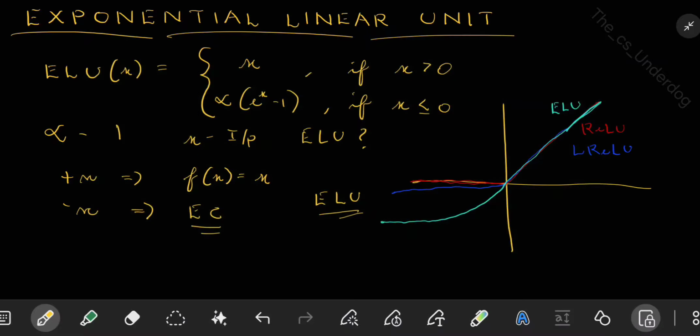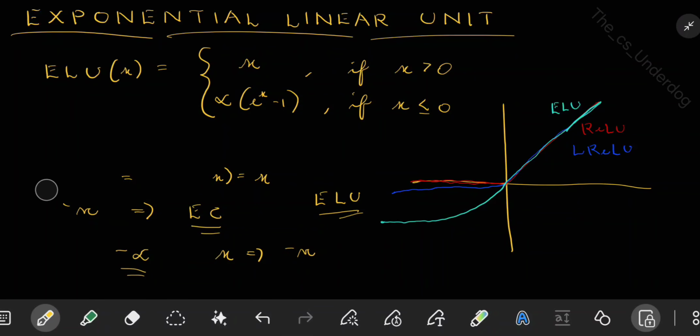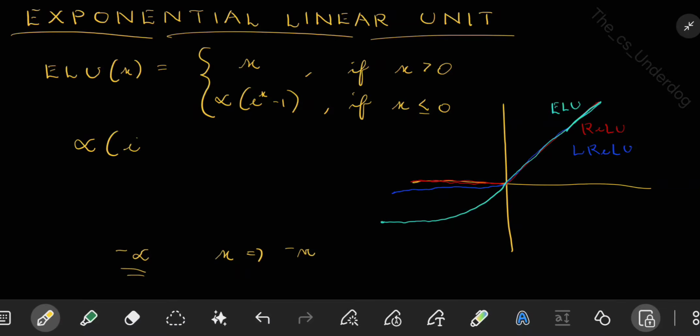If you see this ELU line, what you can understand is that it approaches the value minus alpha as x becomes more and more negative. Let us understand how this happens. From the formula, alpha into e power x minus 1 is what happens in the negative scenario. Now think, you are going very negative, towards a very large negative value. If that is your input, then what happens? Your value of x will be a very large negative number, right?